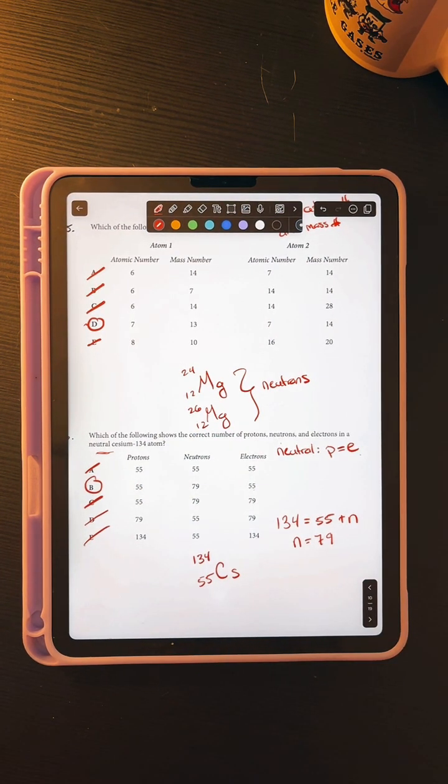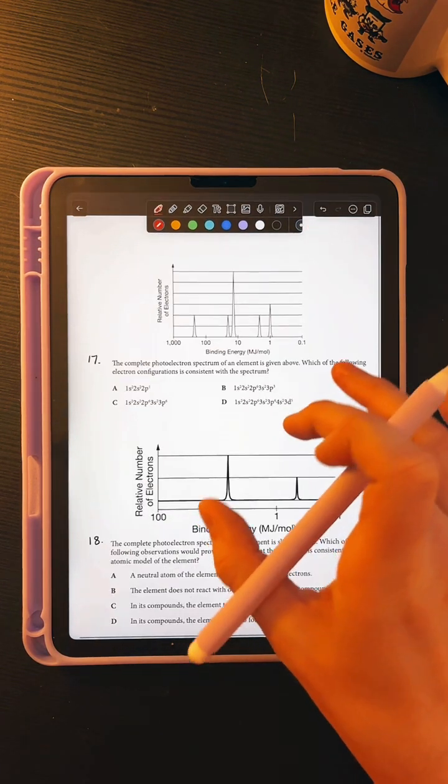Yes, you do get a periodic table. All right, some of you are going to get scared on the next one. Don't worry, we'll go through it.